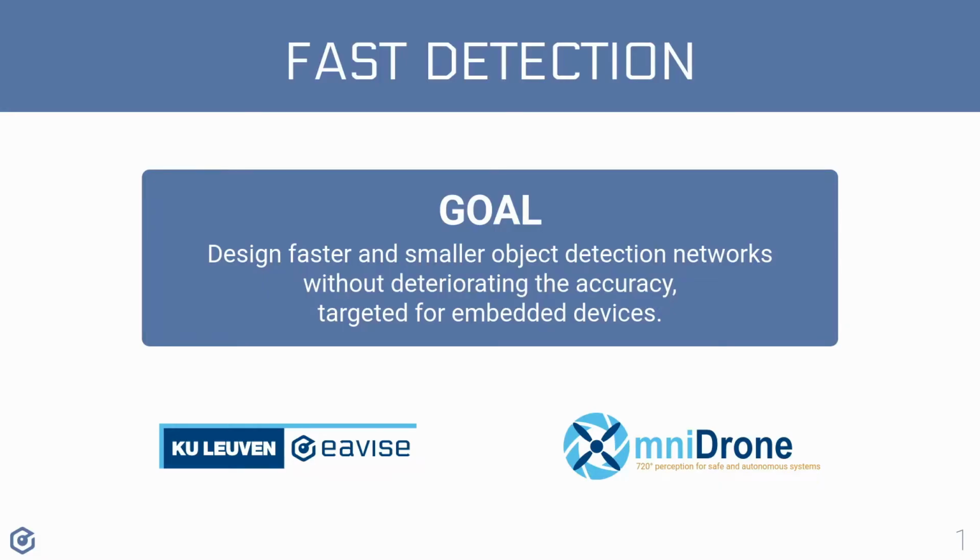EAVISE's goal within the OmniDrone project has always been to design faster and smaller object detection networks so that they can run in real time on our embedded devices without deteriorating the accuracy.